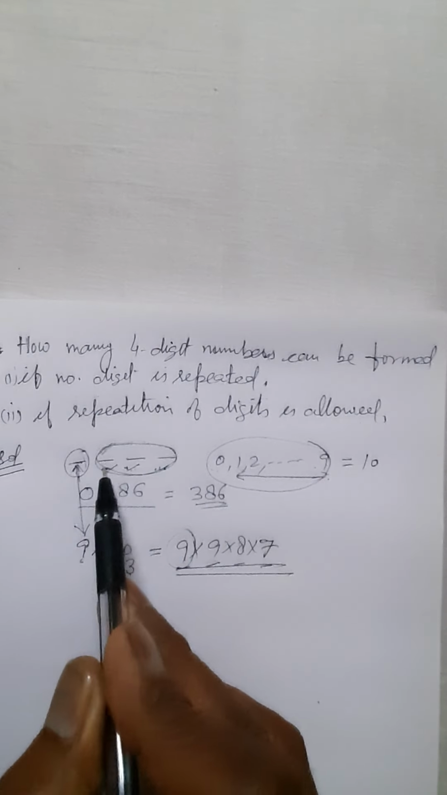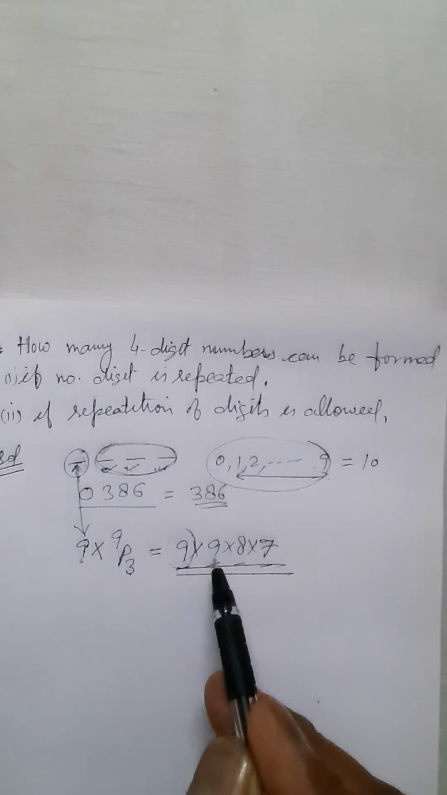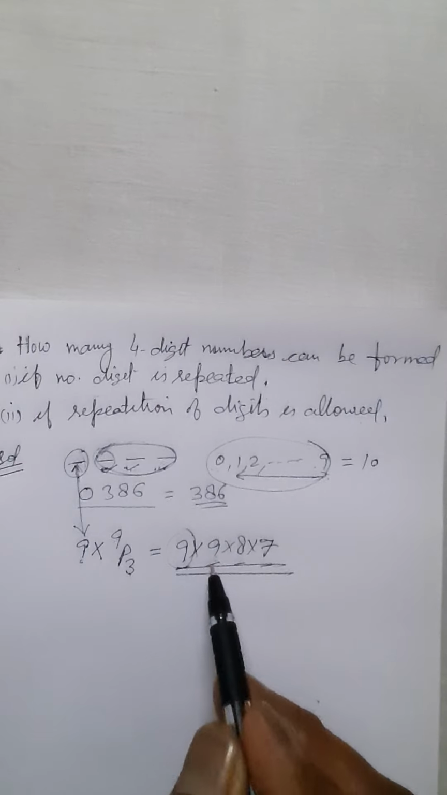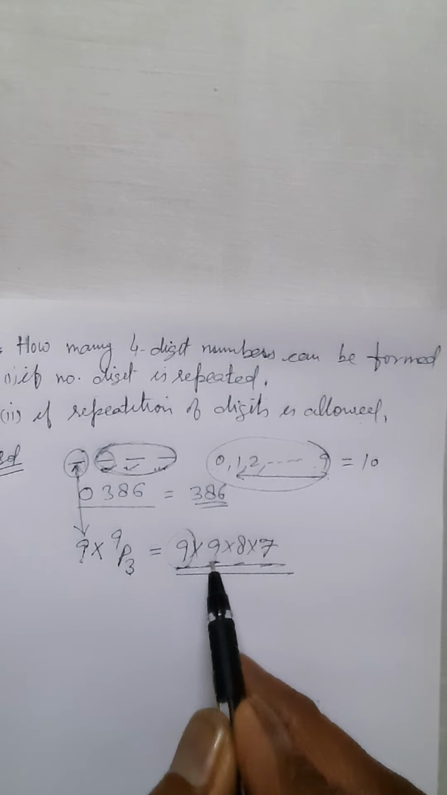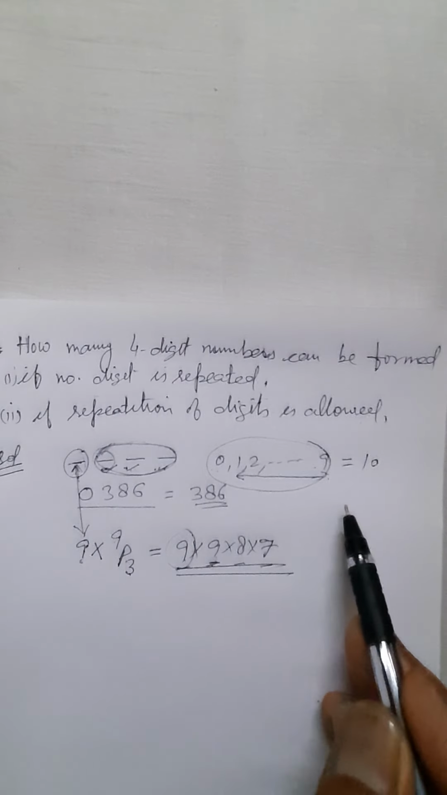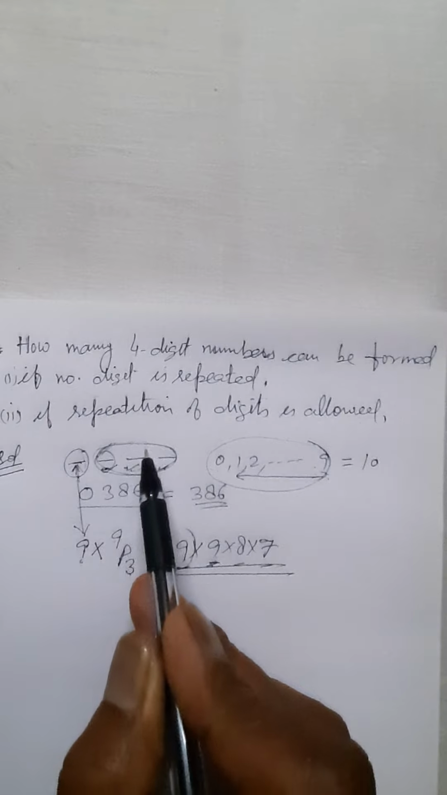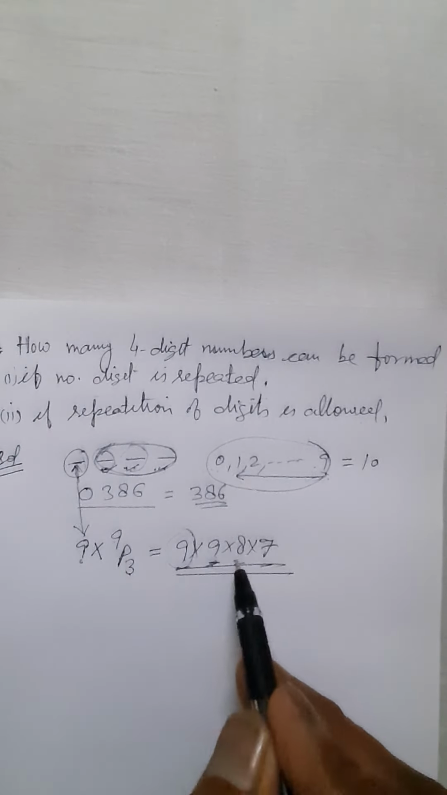This second place can be filled by 9 ways again because I can take the 0 here. So 2 digits are already used up to here. How many digits are left? 8 digits are left. So any of the digit out of these 8 I can put at this place, so by 8 ways.